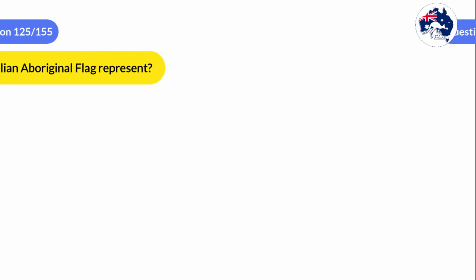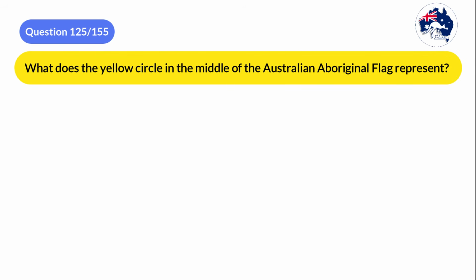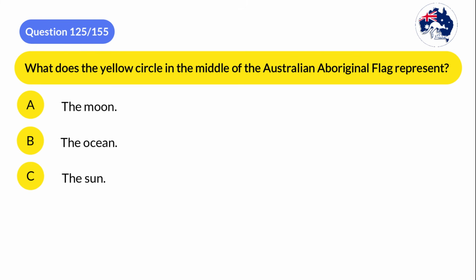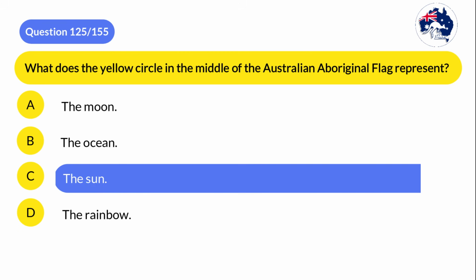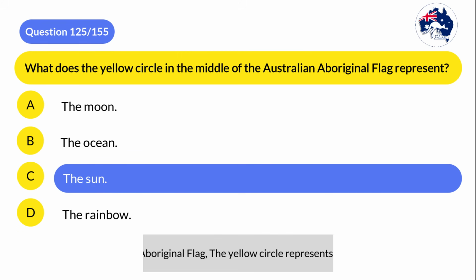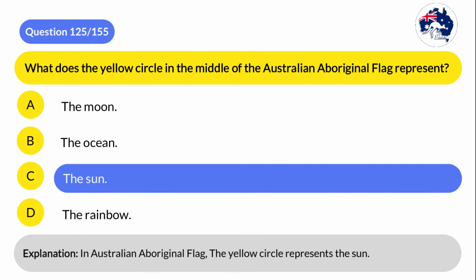Question 125. What does the yellow circle in the middle of the Australian Aboriginal flag represent? A. The moon. B. The ocean. C. The sun. D. The rainbow. The correct answer is C. The sun. Explanation: in the Australian Aboriginal flag, the yellow circle represents the sun.